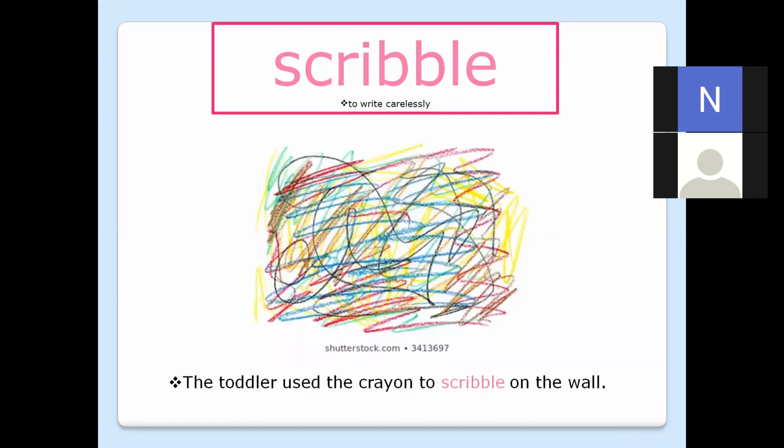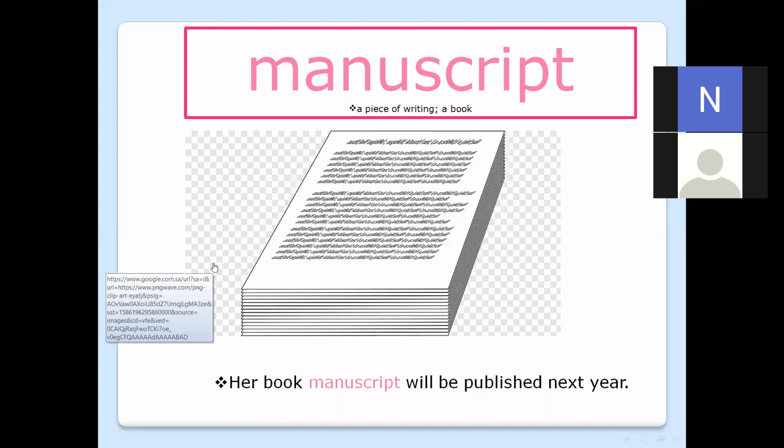Scribble. Remember this word? We took this word last week, in the story that we took, the cab. Remember? Scribble: to write carelessly. The toddler used the crayon to scribble on the wall. Scribble, to write carelessly. Next one.